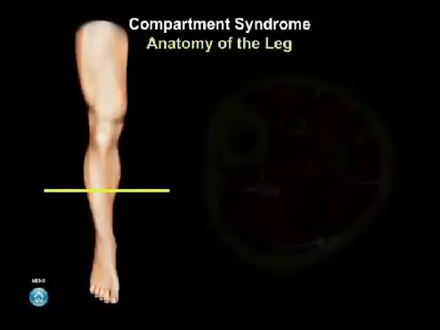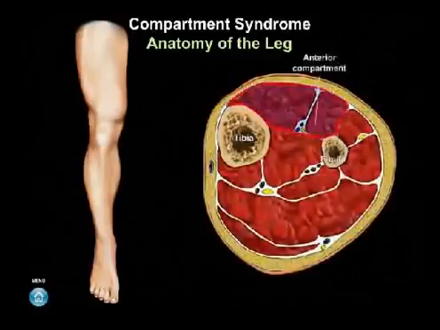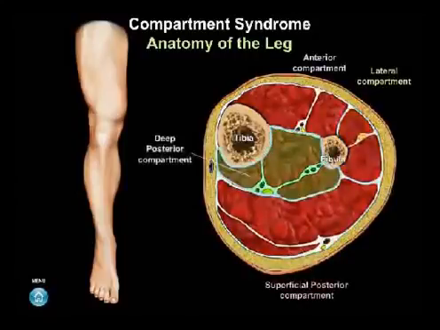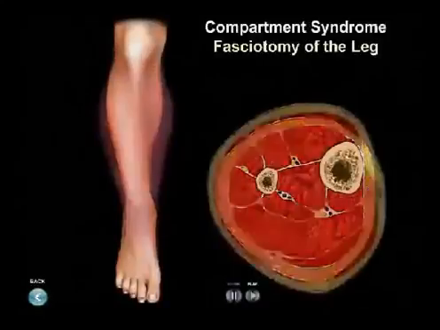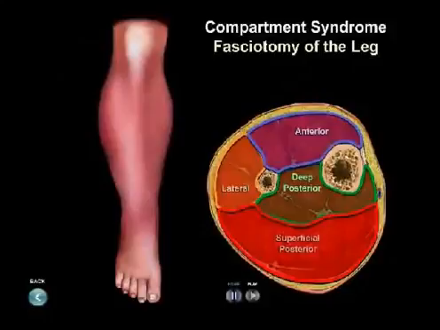Anatomy is crucial in the treatment of compartment syndrome. The four compartments of the leg include the anterior, the lateral, the superficial posterior, and the deep posterior compartments. Fasciotomy is the treatment of choice for compartment syndrome. Complete decompression of the lower leg is accomplished through a double incision four-compartment fasciotomy.